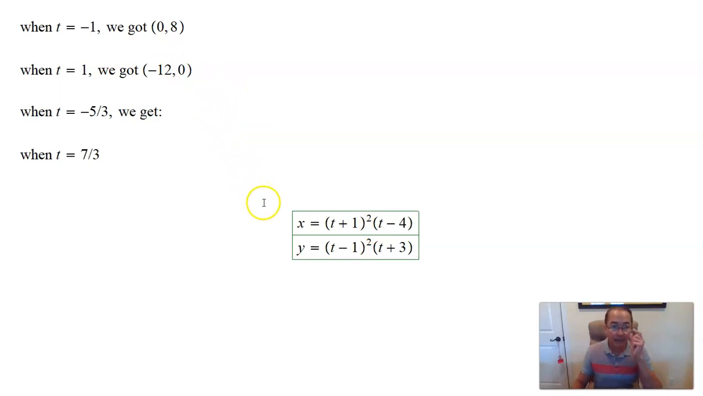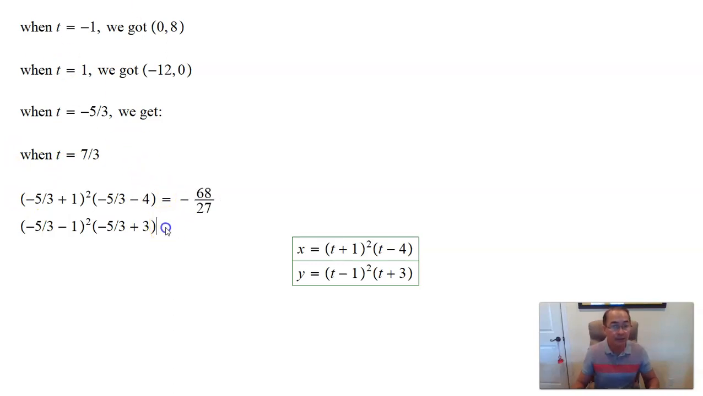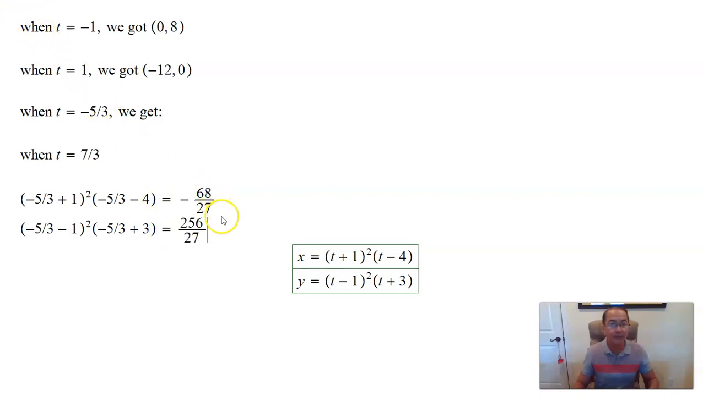Okay, so now we need to plug in this fraction into both x and y. And yeah, if you're doing this by hand, it might be a little bit yucky. So we have minus 5 thirds and minus 5 thirds minus 4. Minus 5 thirds minus 4. And we also have to plug it into the y coordinate. So minus 5 thirds and minus 5 thirds. Okay, so Maple, what is this? Minus 68 over 27. And this is 256 over 27.